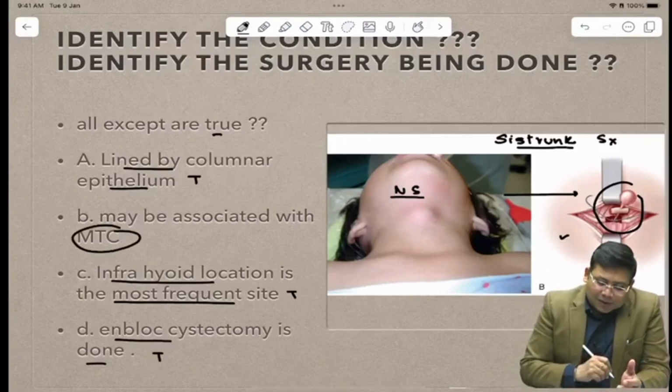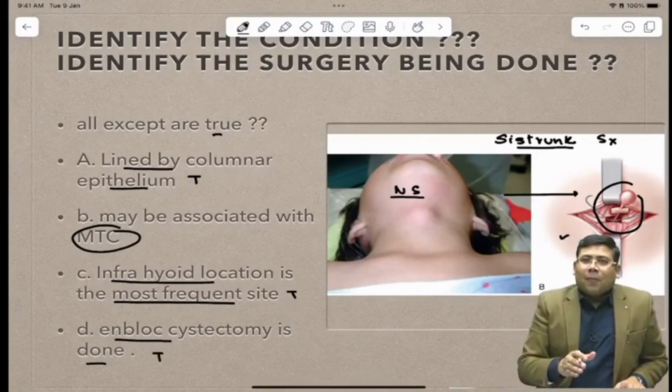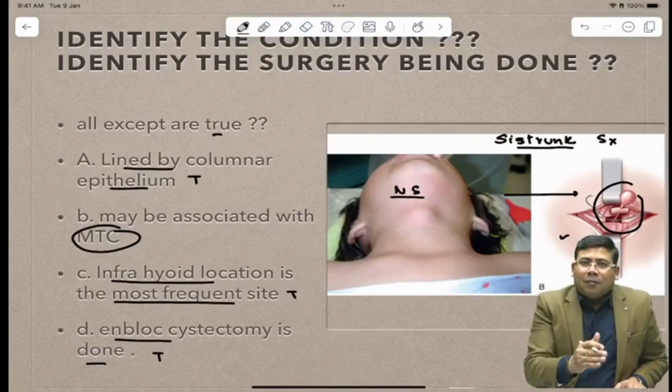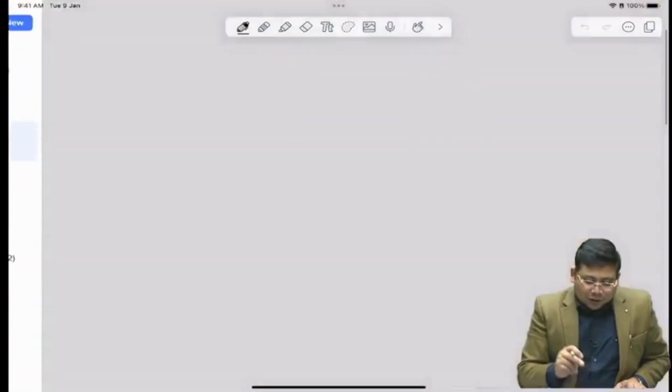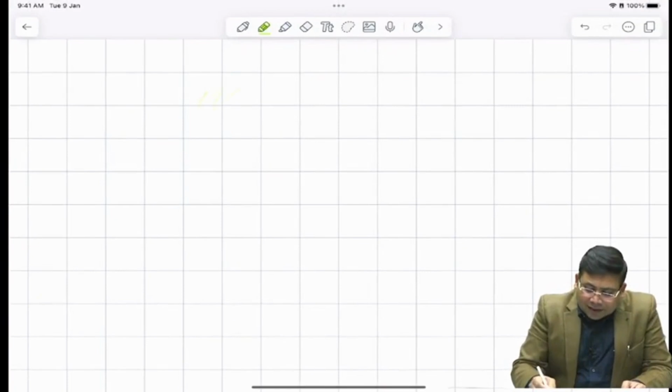Students, it may be associated with MTC? It can never be associated with MTC. Why? Because the origin is totally different. MTC arises from the ultimobranchial body, so it has a neuroectodermal origin, which is not possible in this case. Without wasting time, I will discuss 5 important points on this, and why this is very interesting. Let us try to understand.